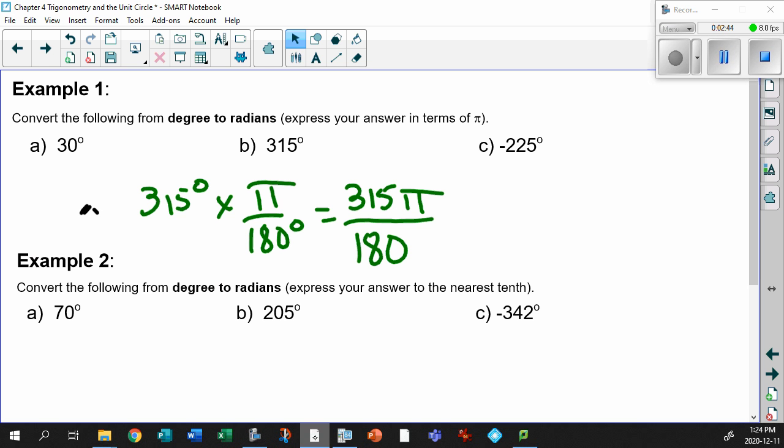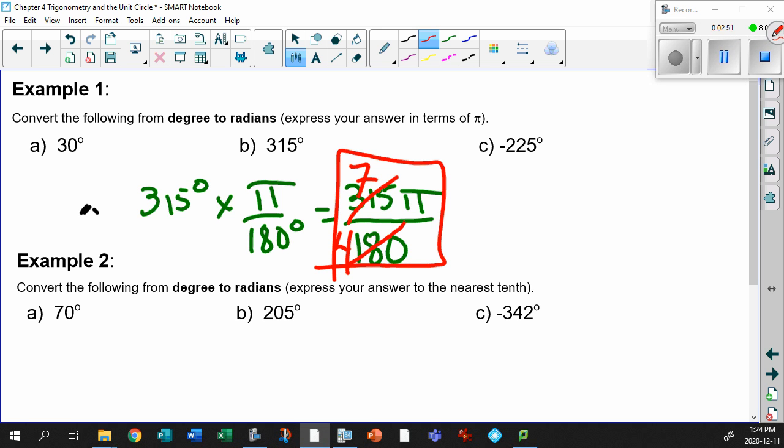Okay, so what does this mean? Well, this becomes 7 over 4 pi radians. So write it out. 7 over 4. And they like to leave the pi in there. You'll see it as 7 pi over 4 rather than 7 over 4 pi. They like to leave the pi in the numerator, okay? That's how you do that one.